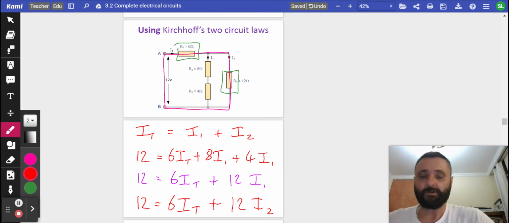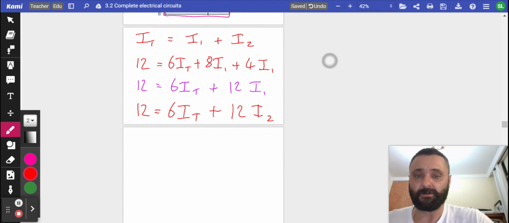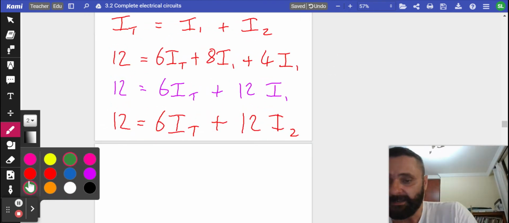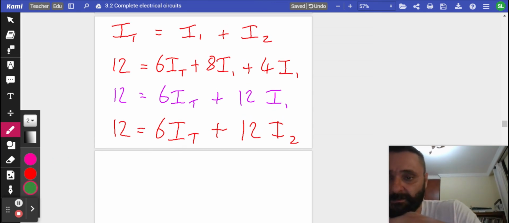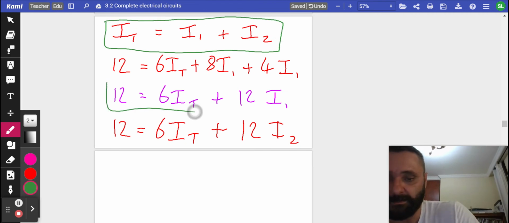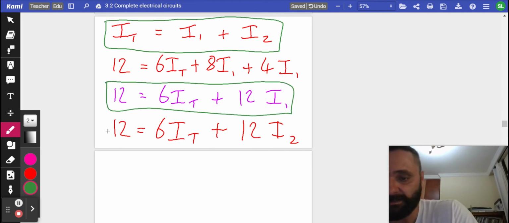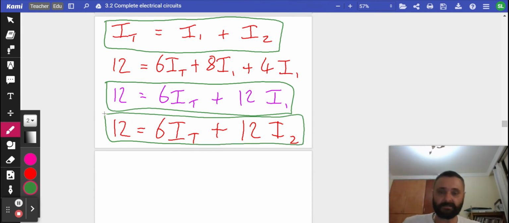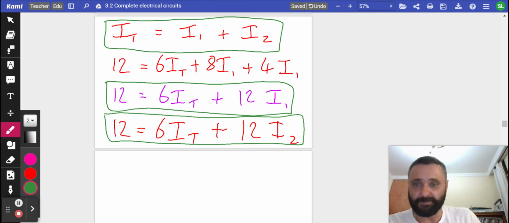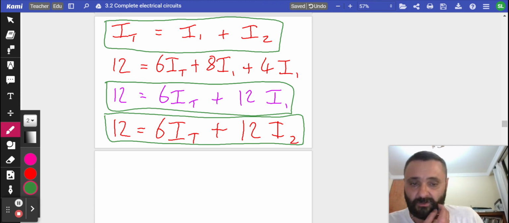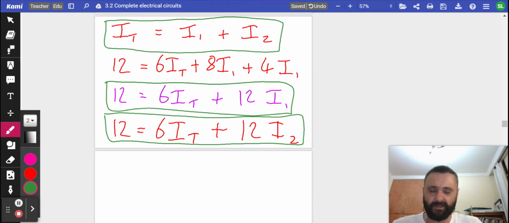Right. Now what I'm going to do is, this is how I solved it. So we've got 3 simultaneous equations here. We have this, we have this, and we have this. Right, a bit tricky this, because depending on which way you go, you can end up with I2 equals I2, which is not really useful, is it?